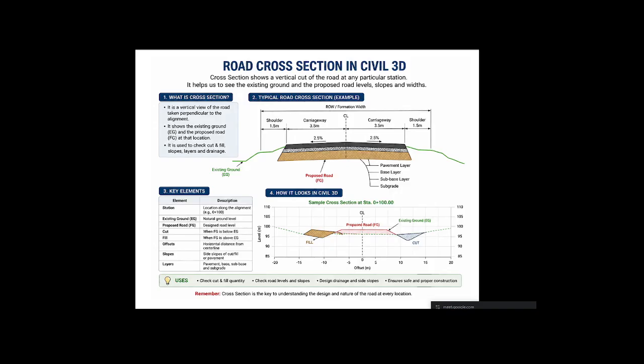So in simple words, a road cross section is a side view of the road at a specific station, and it helps us to understand the road shape, layers, slopes, existing ground, proposed road, and the amount of cut and fill required for the construction.